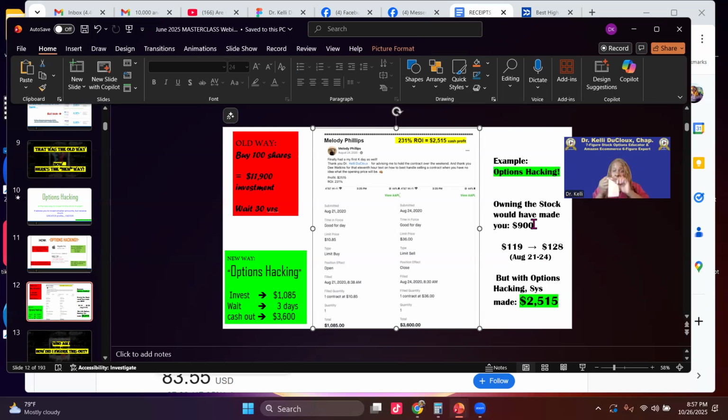Okay, let's talk about how this worked. She bought this for 1,085. And the stock price still went from 119 to 128. But when she turned around and sold this, she sold it for $3,600. That's why options hacking is so much better than the old way, which is buying the shares and holding on to them. Okay. So in 3 days, she turned 1,085 by buying this. She turned this into 3,600, which is a profit of 2,515, or an ROI interest of 231% return.